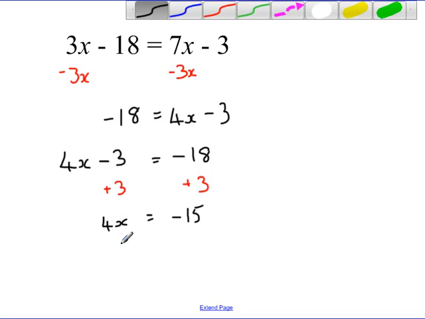The opposite of multiplying by 4 is dividing by 4. So you're going to end up with minus 15 divided by 4. And just to leave that as a fraction, you can see how many 4s go into 15 is 3. And there is 3 remainder, so it's 3 and 3/4. And remember, that's a negative there. Okay, so there you go, that equation is solved.